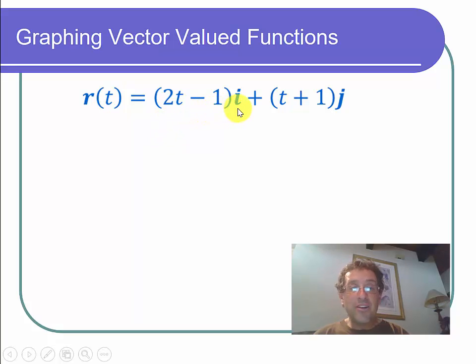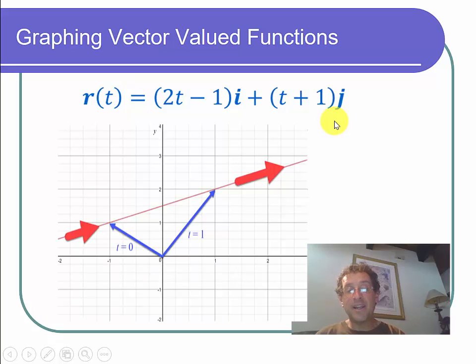If t is 0, notice you get negative 1 times i plus 1 times j. And if t is 1, notice you get 2 times 1 minus 1, that's 1i, plus 1 is 2, 2j. So you get i plus 2j. So if we sketch that, we'll notice we have this first vector that is the vector negative i plus j. And the second vector is the vector i plus 2j. So I'm just sketching those two vectors.